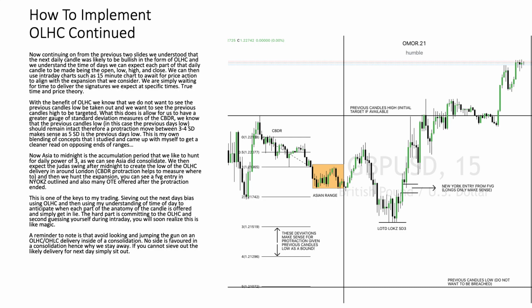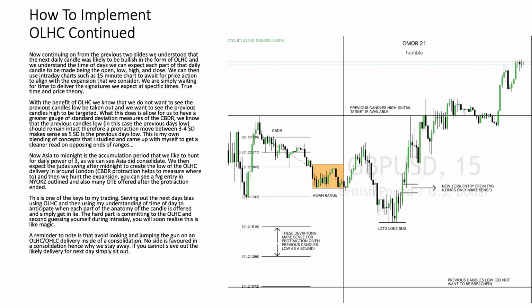With the benefit of open, low, high, close, we know that we do not want to see the previous candle's low be taken out, and we want to see the previous candle's high be targeted. What this does is allow us to have a greater gauge of the standard deviation measures of the CBDR. We know that the previous candle's low, in this case the previous day's low, should remain intact. Therefore, a protraction move between 2, 3 to 4 standard deviations makes more sense than 5 standard deviations, as that's the previous day's lows.